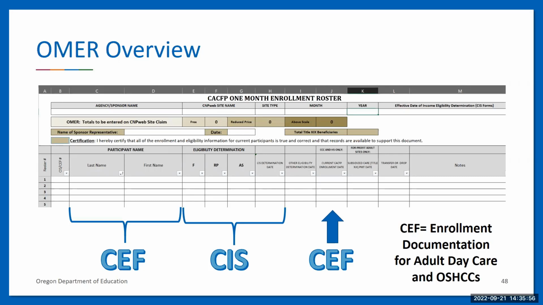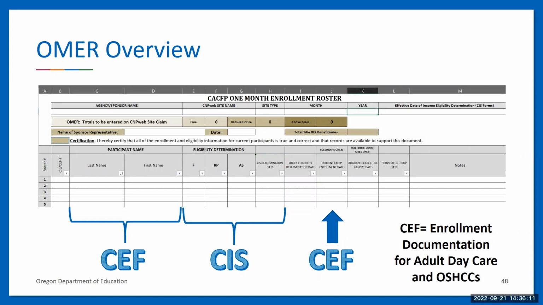These columns are all next to each other. There is another column here as well if alternate eligibility documentation is used. Only use this column if alternate eligibility documentation is being used to make a determination.